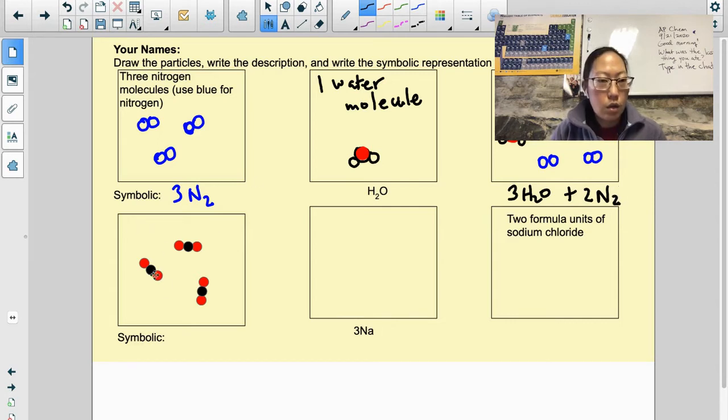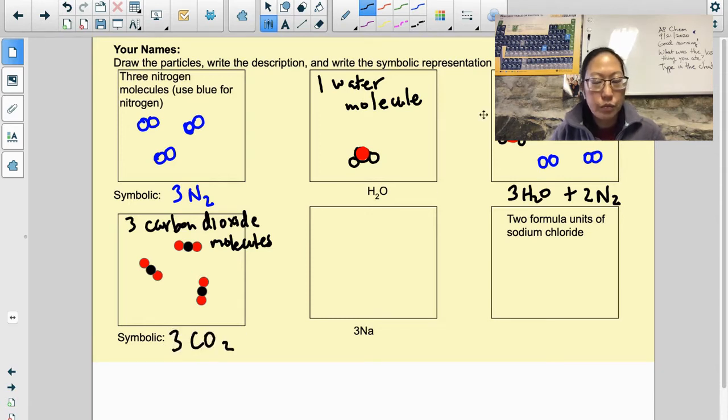Okay, over here we have red represents oxygen, black represents carbon. So this is 3 carbon dioxide molecules. And no worries if you don't know the name of that or even water, because we're just going to learn all this stuff this year. So 3 carbon dioxide molecules, symbolically that's 3CO2.